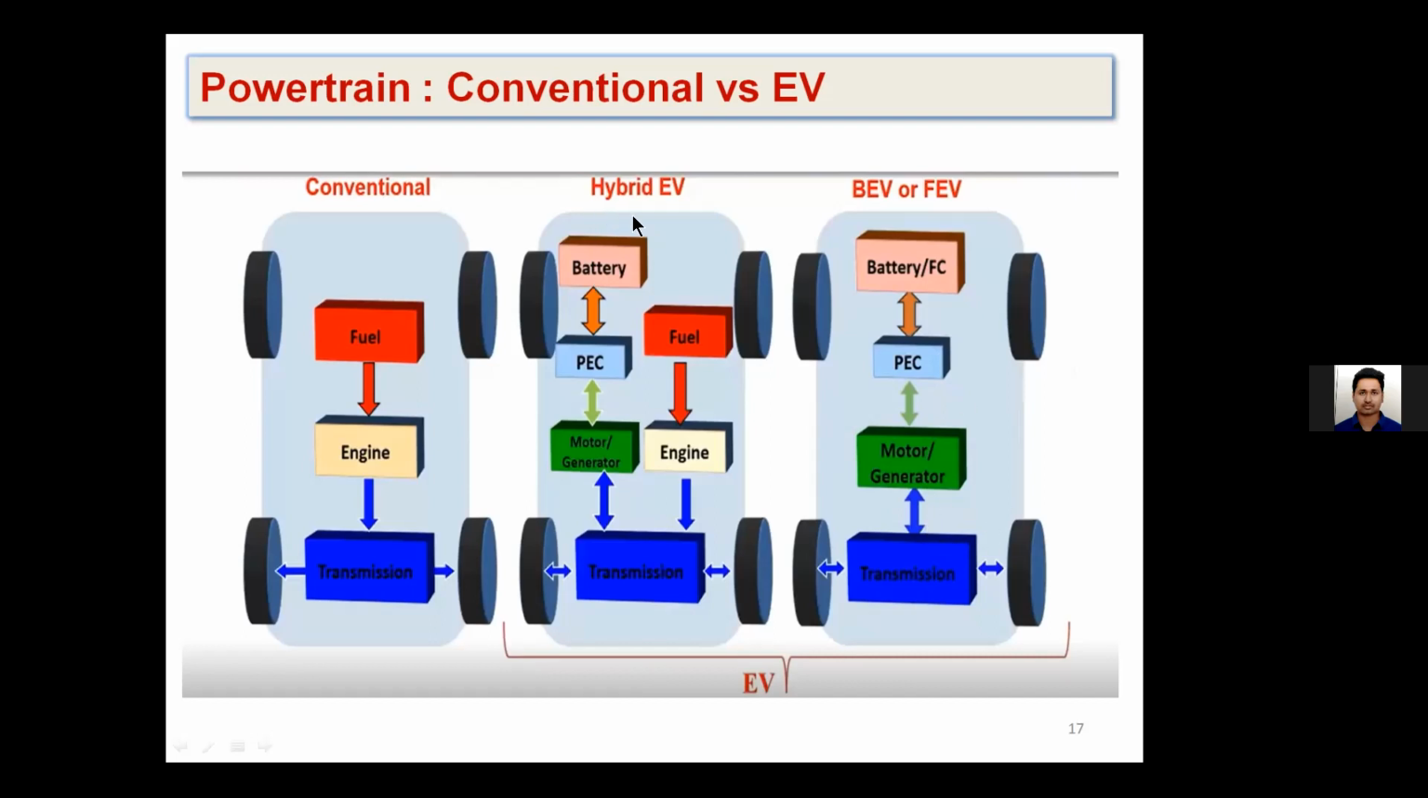So here hybrid means it's a combination. Here we have the IC engine and here we have some battery-based vehicle. So it's a combination. Part of it will be taken care of by the battery source of energy, and part of it will be taken by the fuel-based IC engine. So that's the reason it's hybrid. It's a combination.